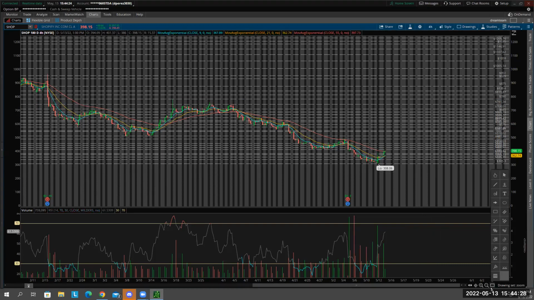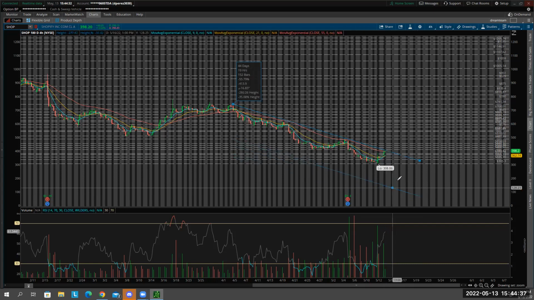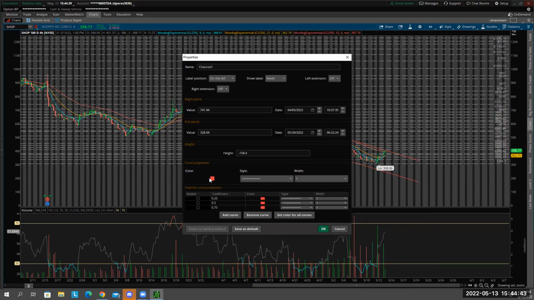That's how you do your rectangles. Then we got the channel right here. This is a really cool tool I like to use. You do your first trend line, and then automatically it goes perfectly parallel. So this is your channel right here. And boom, you're going to edit properties.